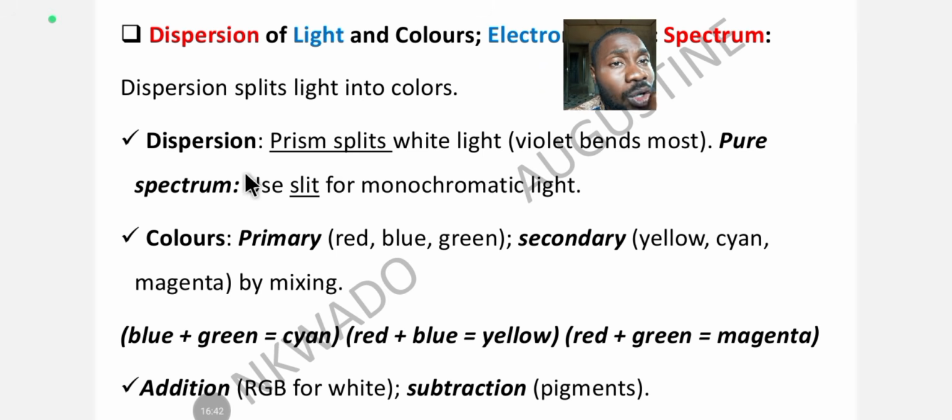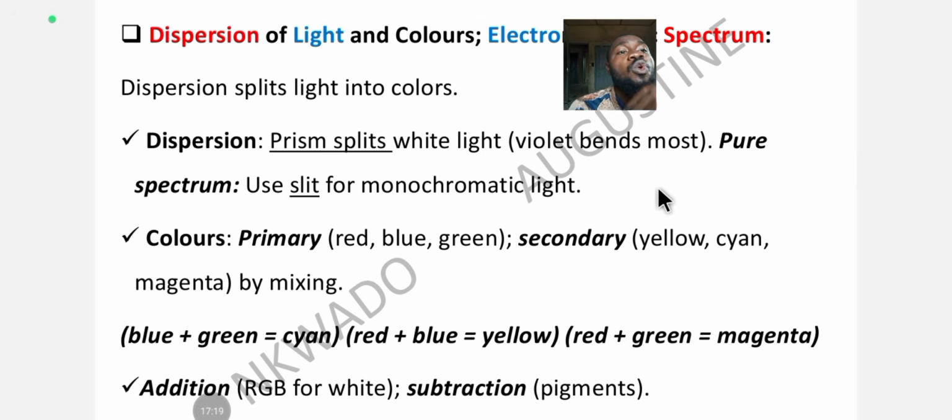So in dispersion, a prism splits white light. It is a prism that you use to separate the components of white light. Violet bends most. What it means is that violet disperses most. Remember, violet is the last color in the rainbow. ROYGBIV is the acronym. Violet is the last, and it bends the most.